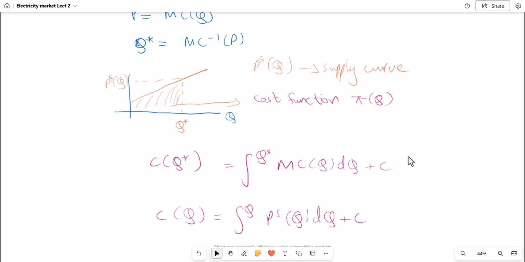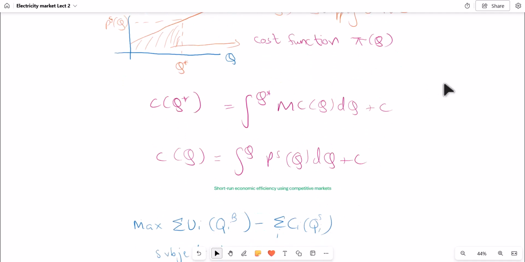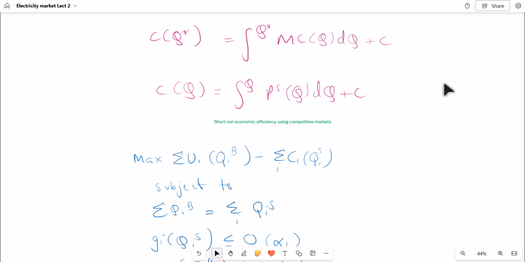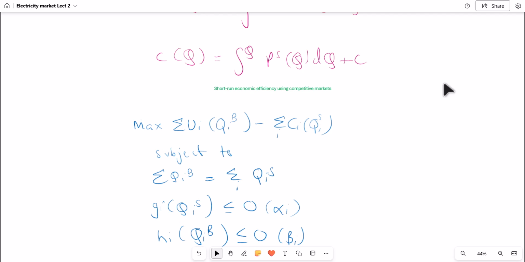Okay, and similarly we can also take the inverse or change the cost function into integration form, and you can say that this orange shaded area is basically the cost function, and the PSQ is also called the supply curve. Now if we want to maximize the short run efficiency, what will that be? Basically we will be maximizing the utility, or the dollar value of happiness, minus the cost.